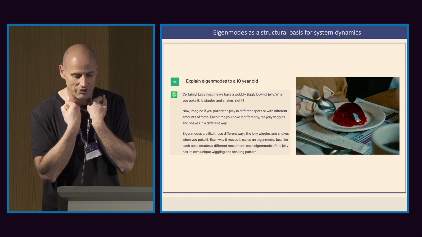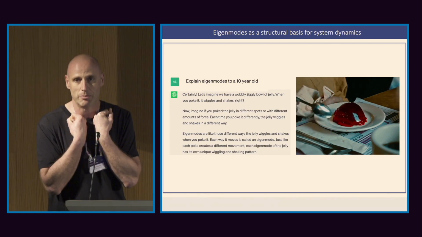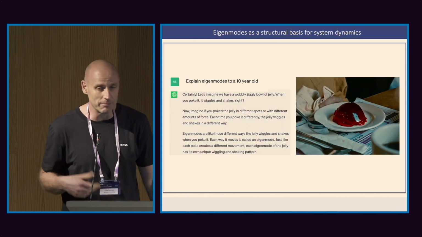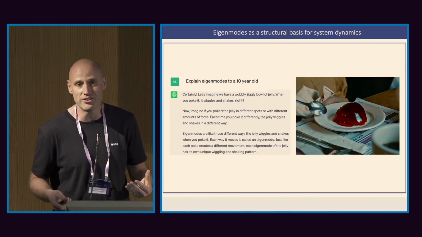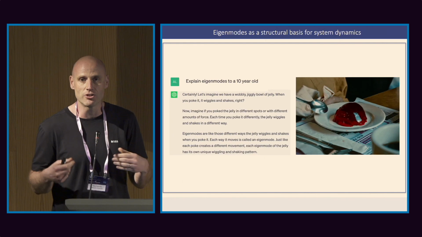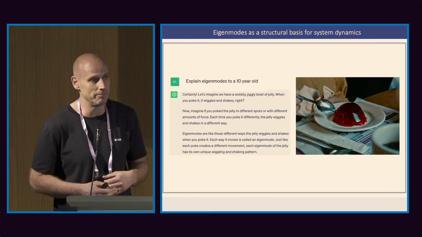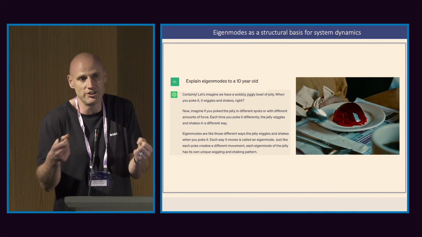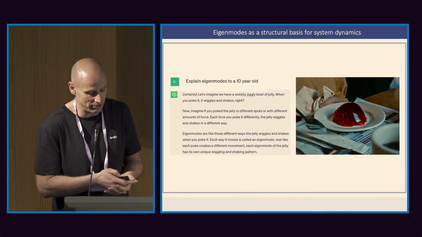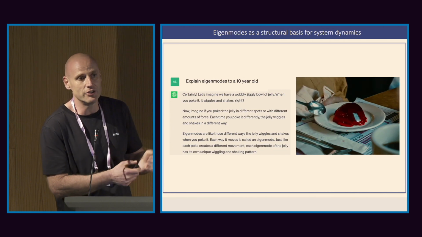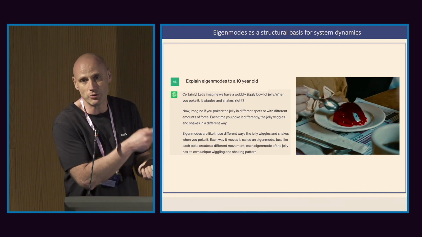Eigenmodes are like those different ways the jelly wiggles and shakes when you poke it, right? And this is really fundamentally true. Eigenmodes are used a lot to study vibrations in systems, and the eigenmodes correspond to the preferred patterns of vibrations when you apply energy to the system. And they're determined by the physical and structural properties of that system. So things like the shape of the jelly, how thick it is, are going to determine the way in which it can vibrate when you apply energy.